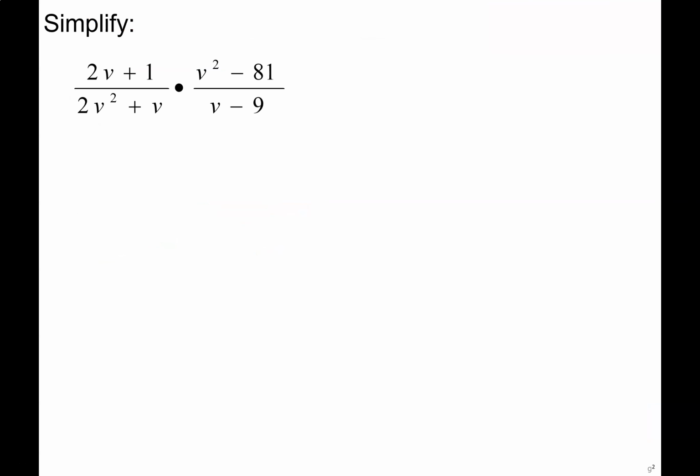Pause it, of course, and copy it down. Again, you want to check to see if you're able to factor anything out. I'm looking at the first fraction and the numerator. I can't do anything here. If I look at the denominator here, I could see I could probably factor out some stuff. So this is 2v times v, and that would be 1 times v. Would you agree? I'd say so. So we have a v in common.